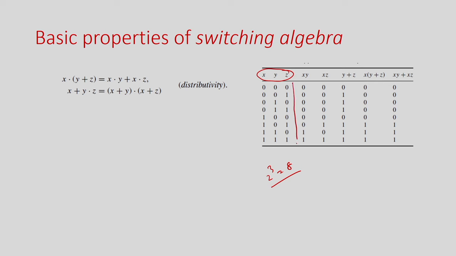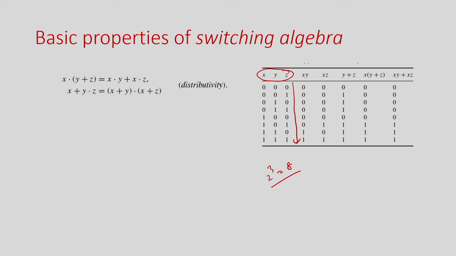Here we are showing that this is 0, 0, 0 for x, y, z, then this is 0, 0, 1, then 0, 1, 0, 0, 1, 1, 1, 0, 0, and then 1, 0, 1, 1, 1, 0, and 1, 1, 1, right. These are the possible values x, y, z can take.